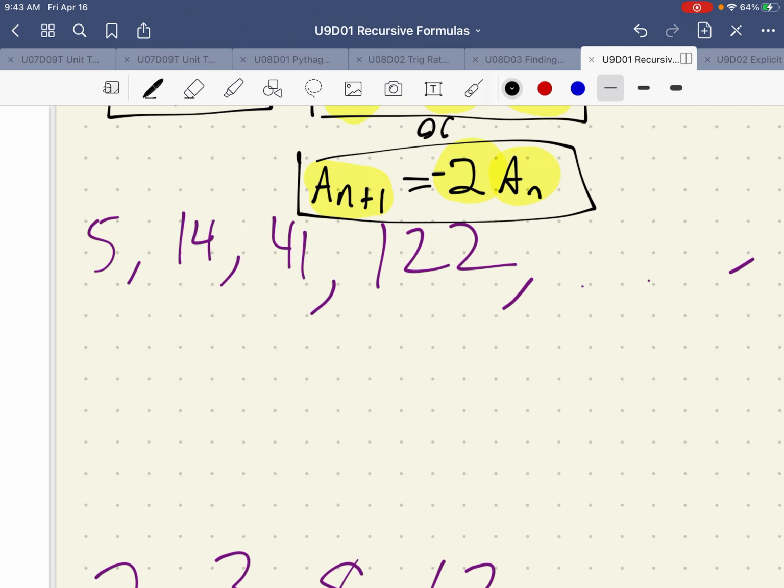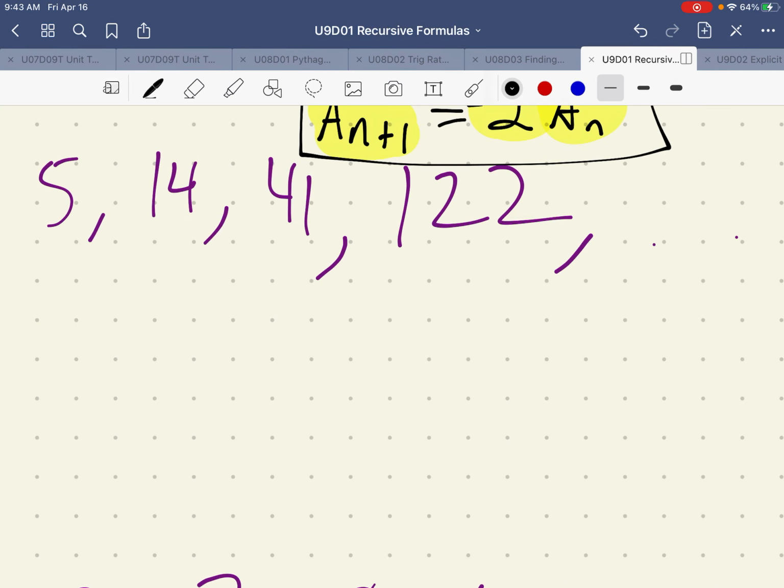All right, let's take a look at the next sequence that's here. Our next sequence, we have to get from 5 to 14. Well, 5 to 14 is 9, so adding 9. But adding 9 won't get me to 41.